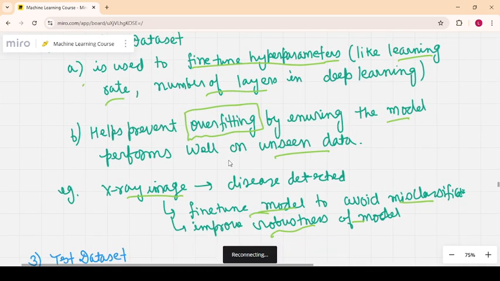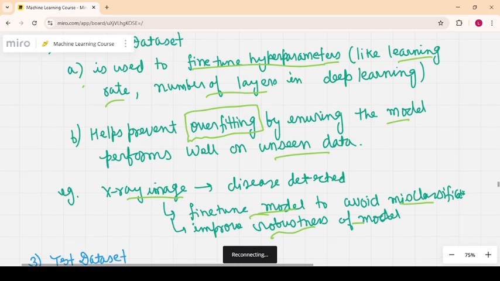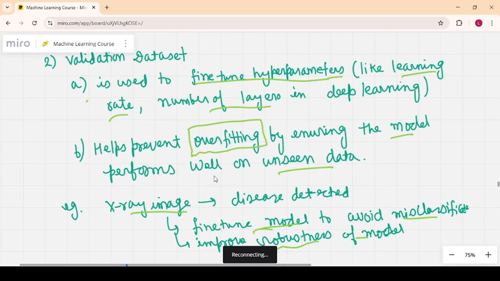You have an X-ray image and you are trying to detect a disease, whether the person is healthy or not, and you try to fine-tune the hyperparameters so that you avoid misclassification. And you are seeing words like parameter and hyperparameter. First, I will distinguish between the parameter as well as the hyperparameter.